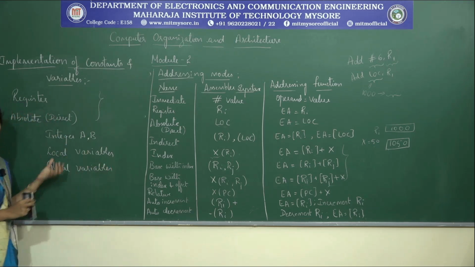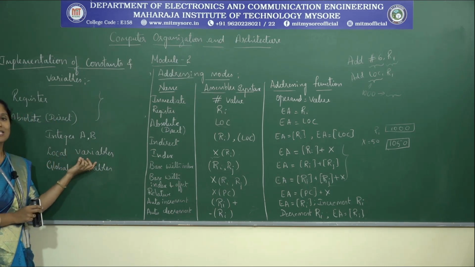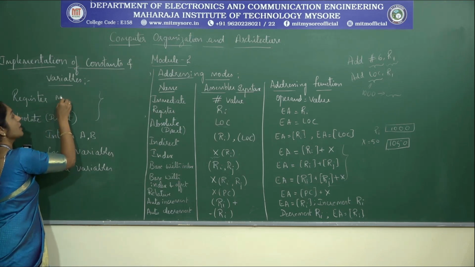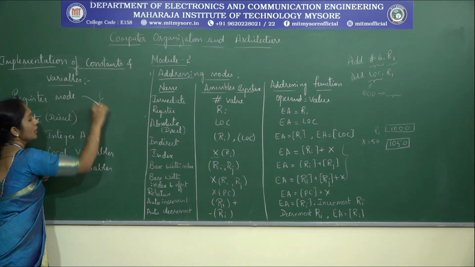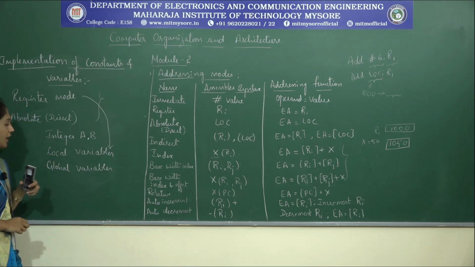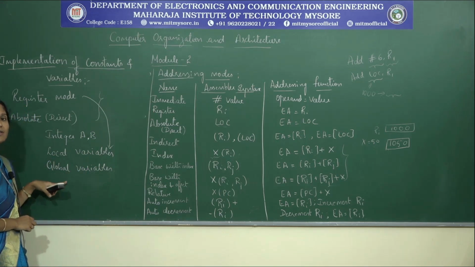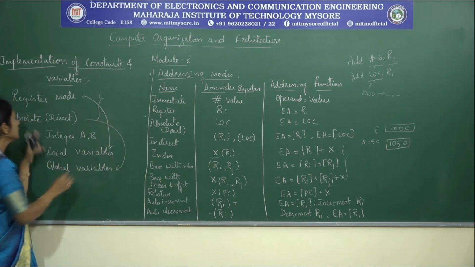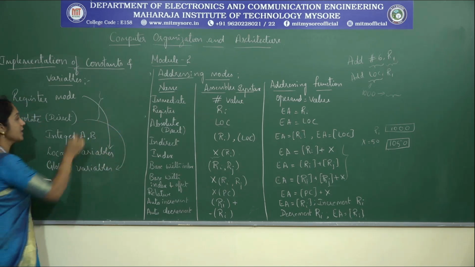Local variables, if you want to represent, these can be stored in registers. Therefore you can make use of register addressing mode in order to represent local variables. And if you want to represent the global variables in high level language, then you can go for the absolute or direct addressing mode.